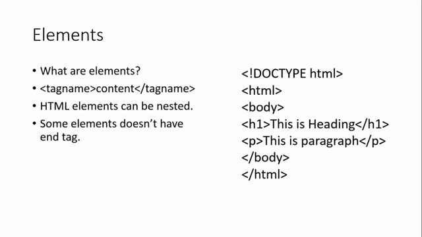An HTML document comprises HTML elements. An HTML element has a start tag and an end tag, and has content in between. The general structure is as follows: tag name, content, followed by the end tag, that is a forward slash and the tag name. Also, an HTML element could contain another element, so elements can be nested as well. For example, we can see that this particular body has h1 and p tags.